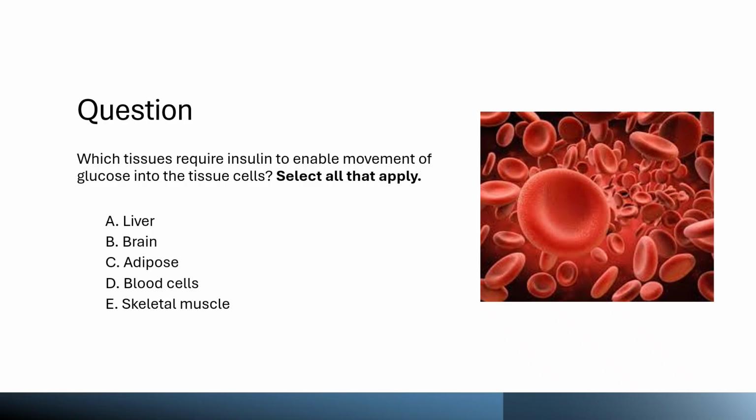But the first one is, which tissues require insulin to enable movement of the glucose into the tissue cells? And it's a select all that apply. The correct answer is C and E. Adipose tissue and skeletal muscle require insulin to allow the transport of glucose into the cells.